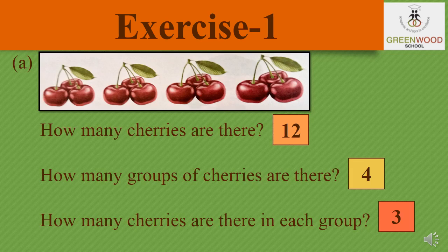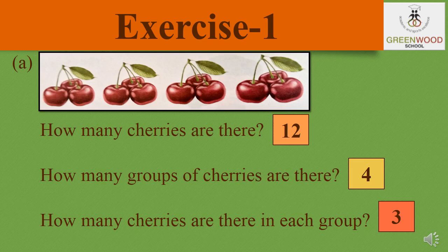Second question. How many groups of cherries are there? Can you see some groups are there? Let's count them. 1, 2, 3, 4. And how many cherries are there in each group? So in each group there are 1, 2 and 3 cherries.